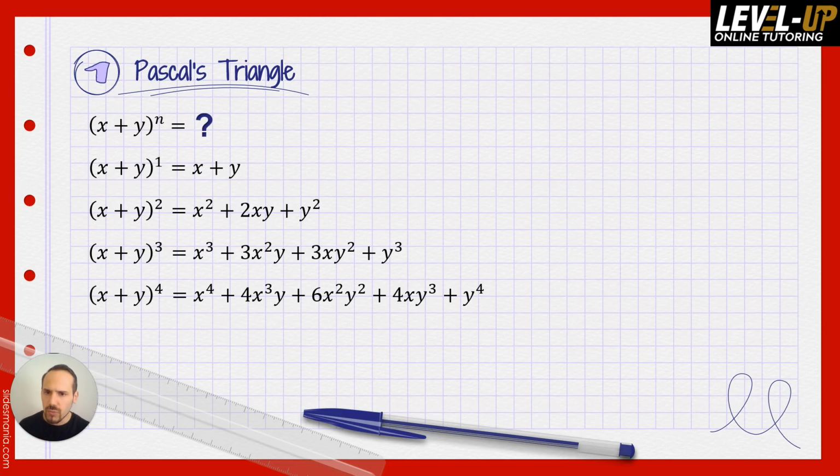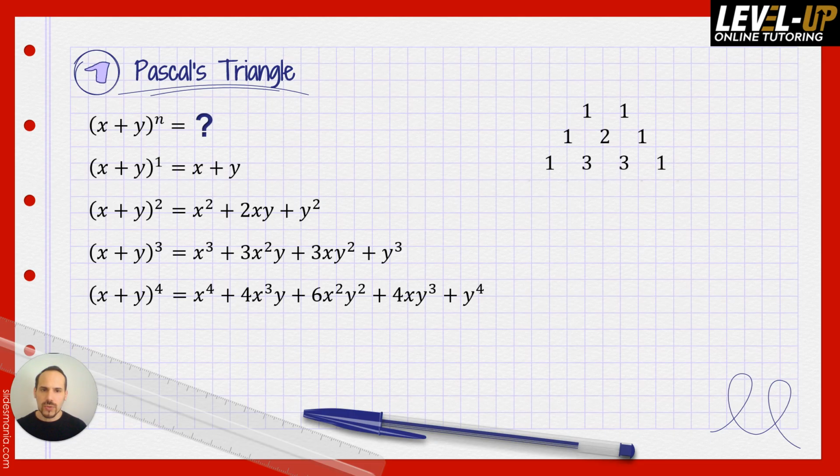What you do is pay close attention to those coefficients. If you look at the first one, x plus y, the coefficients are just 1, 1. The next one down, it goes 1, 2, 1, doesn't it? The next one down, it goes 1, 3, 3, 1. And then the next one, it goes 1, 4, 6, 4, 1.